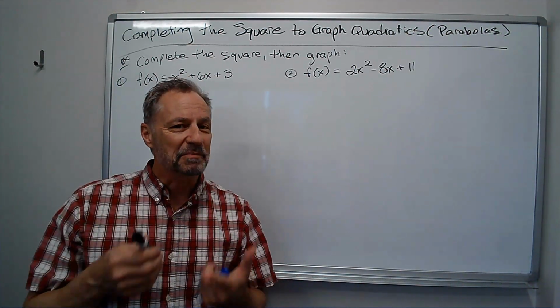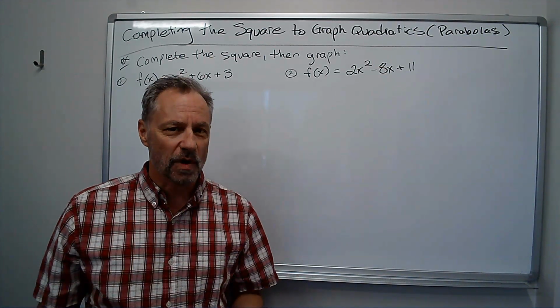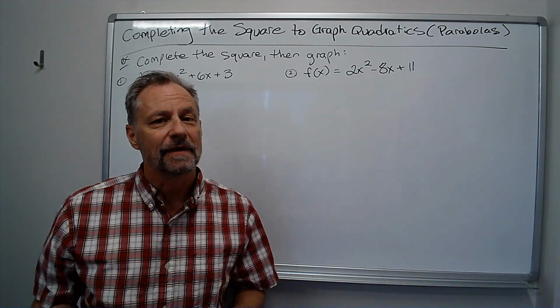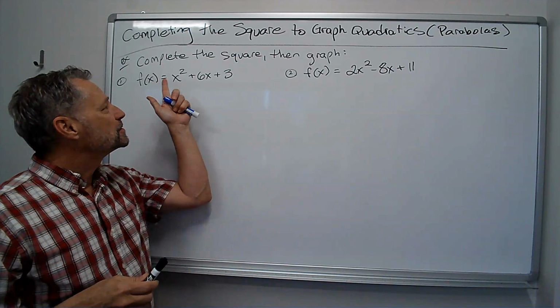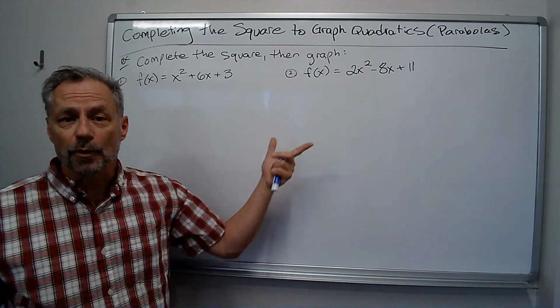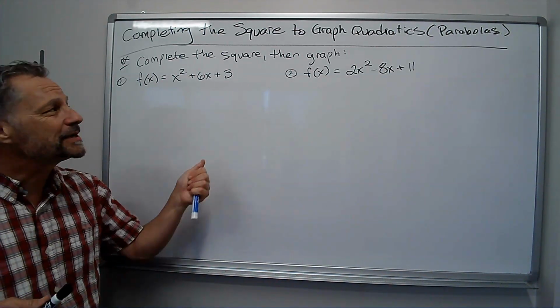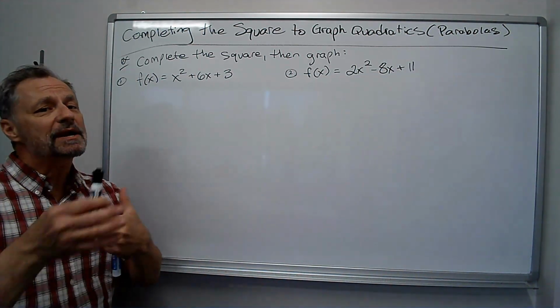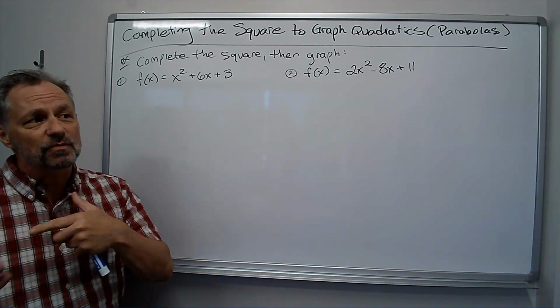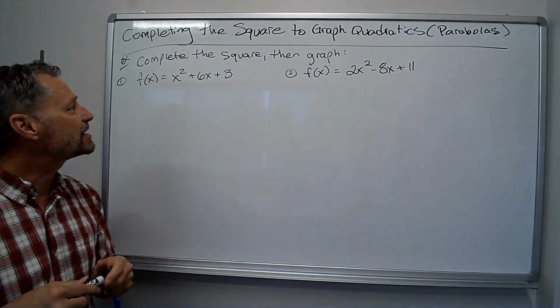Let's look at completing the square to graph quadratics. In other words, parabolas. All right, so the problems here just say complete the square and then graph. Well, I've got f of x equals x squared plus 6x plus 3. I want to complete the square because I want to use my idea of reflections and translations to graph these.